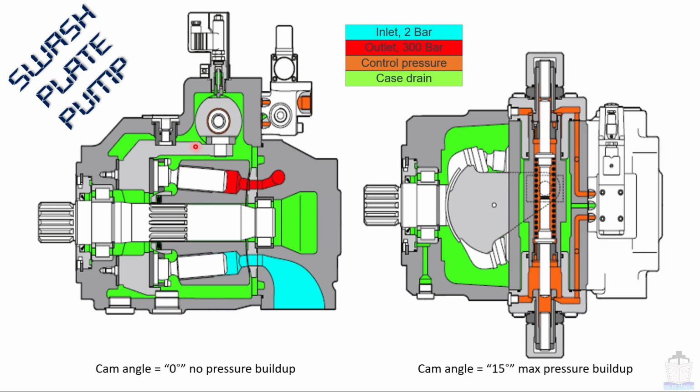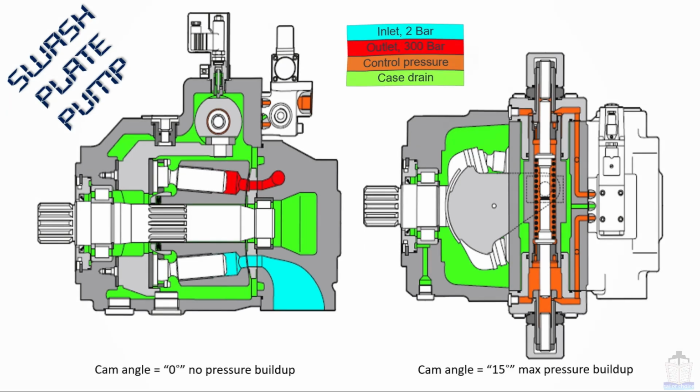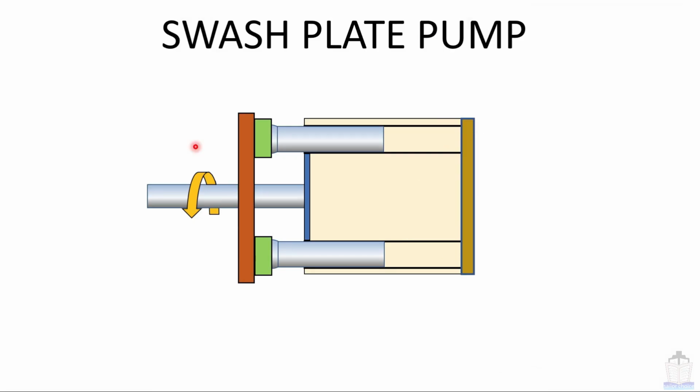Now I am going to show you the animation of the swash plate pump. So this is the swash plate cam, and this is the plunger, and these are barrels. When this cam is at 0 degree angle, there is no pressure buildup, and when it moves to 15 degree angle, then hydraulic oil pressure builds up. So now you can see with the help of animation.